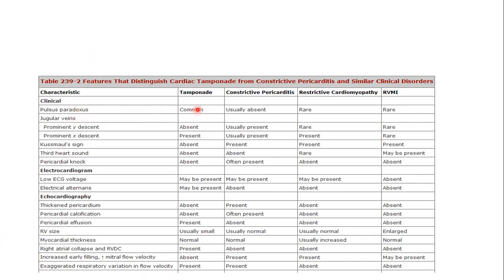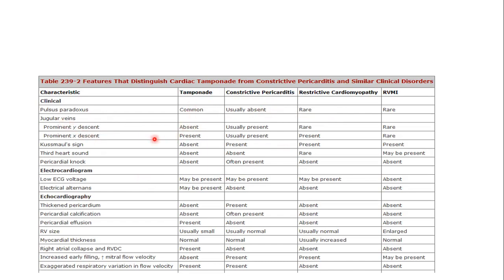look at differences between tamponade and constrictive pericarditis, and I'll occasionally talk about restrictive, and the last one is the right ventricular myocardial infarction, but we'll focus more on tamponade and constrictive pericarditis. So for Pulsus paradoxus, it is common in tamponade, but it's said to be found in about a third of patients with constrictive pericarditis, and it's very rare in restrictive. Like we talked about the jugular veins.